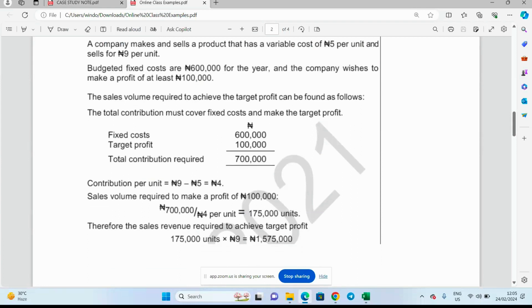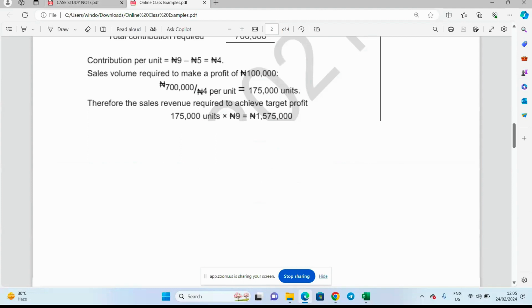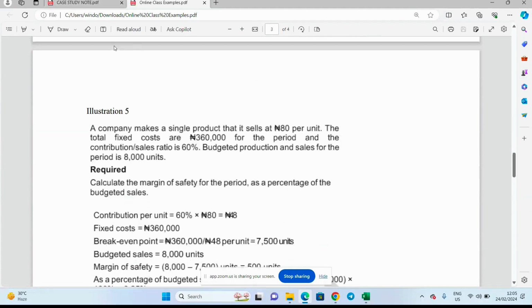All right. So to get there, therefore the sales revenue required to achieve the target profit will be what? 175,000 units times 9 naira sales price. You understand? Yes, sir. Thank you. That shows you've gotten that one right.